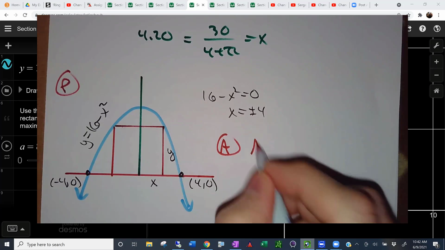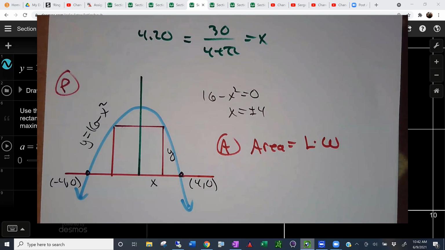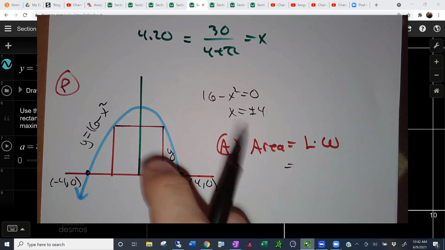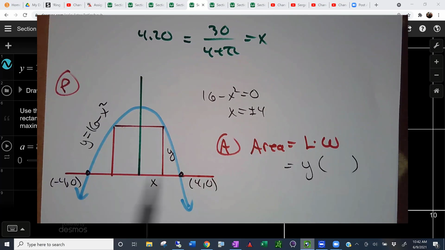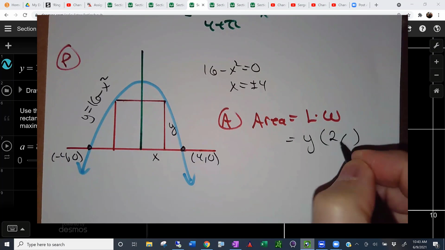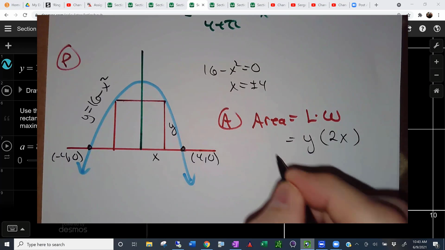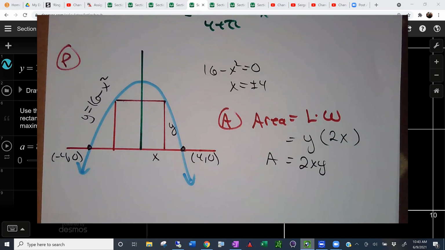The area of a rectangle is going to be the length times the width, or maybe the height times the width. And like the last one, because of the way I've done this, I'm going to be a little bit careful with the width. The height, or its length, is y. What's the width here, the way I've defined things? 2x. Thank you so much. So 2xy is my area.